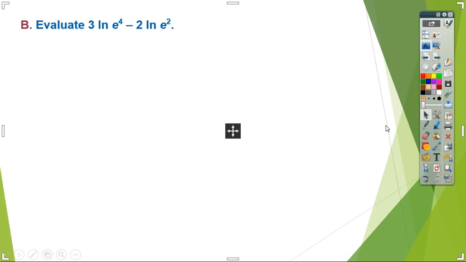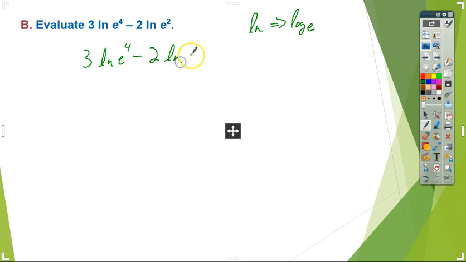Evaluate that one. Woo! Now let's talk about this real fast. What is natural log? If you haven't seen it before, or you don't remember, natural log is the same thing as log base e. So what this is saying here is 3 natural log of e to the 4th minus, I'm just going to rewrite it out here, natural log of e squared.